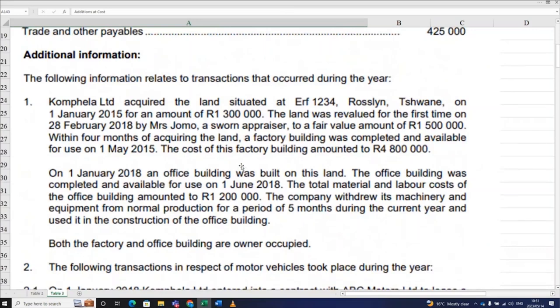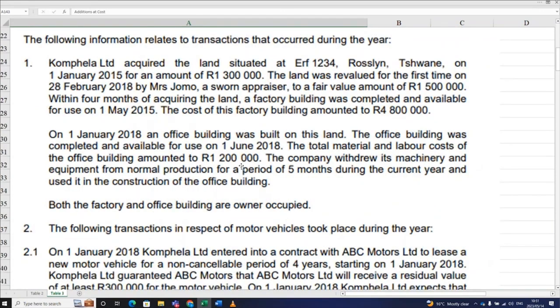So Komphela acquired land situated at ERF 1234 Roslyn Tshwane on 1 January 2015 for an amount of 1.3 million. The land was revalued for the first time on 28 February by Ms. Jomo, a sworn appraiser, to a fair value of 1.5 million within 4 months of acquiring the land. A factory building was completed and available for use on 1 May 2015. The cost of this building amounted to 4.8 million.